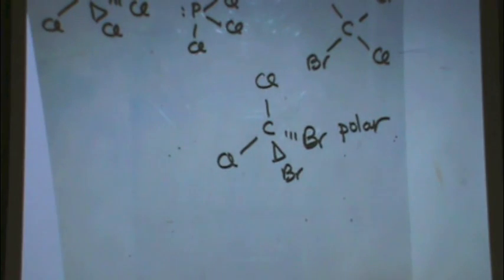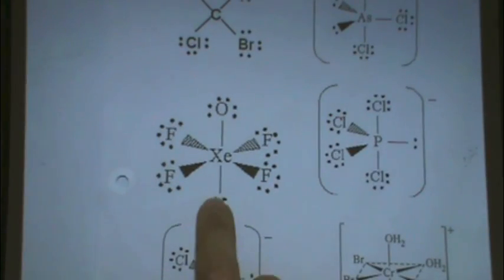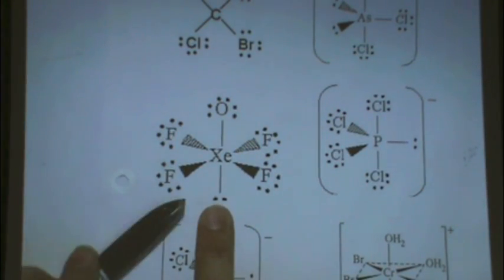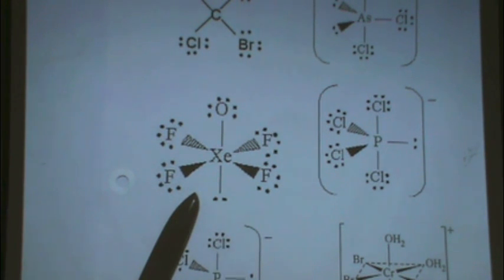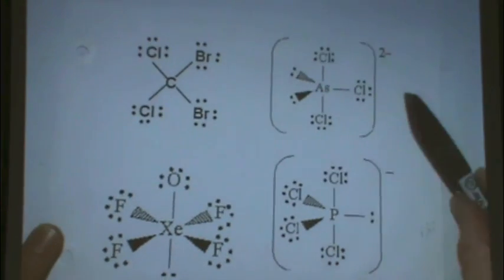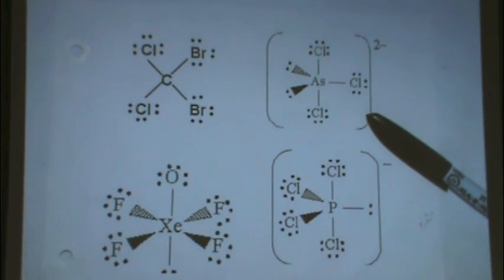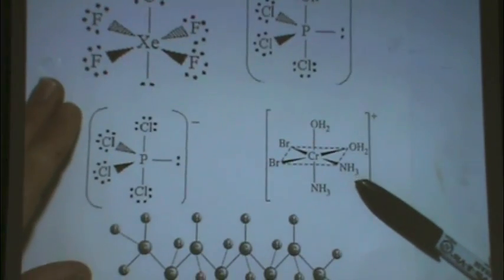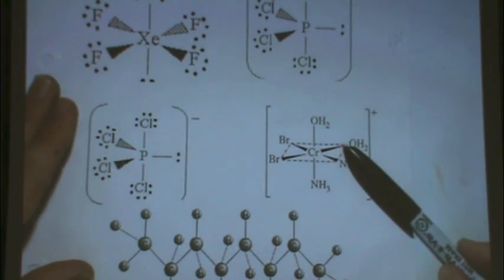Okay, let's see. We did a couple other of these. How about this one right here? Polar or nonpolar? That one's polar. It's asymmetric. There's an oxygen on top. Polar. How about that one right there? Polar. This is also polar. That one right there, the arsenic one, because it's asymmetric. Chlorine on the right, but no chlorine on the left. This is definitely polar. It's totally asymmetric.